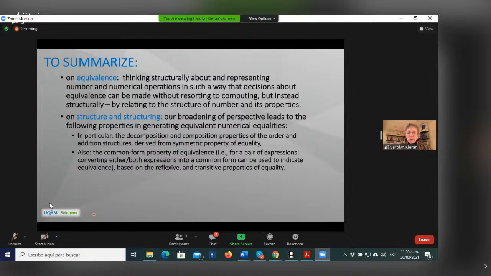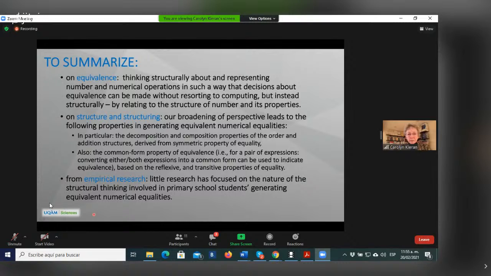Also, we will speak about the common form property of equivalence. That is, for a pair of expressions, converting either or both expressions into a common form can be used to indicate equivalence, this being based on the reflexive and transitive properties of equality. And from the empirical research, we note that little research has focused on the nature of the structural thinking involved in primary school students generating equivalent numerical equalities.